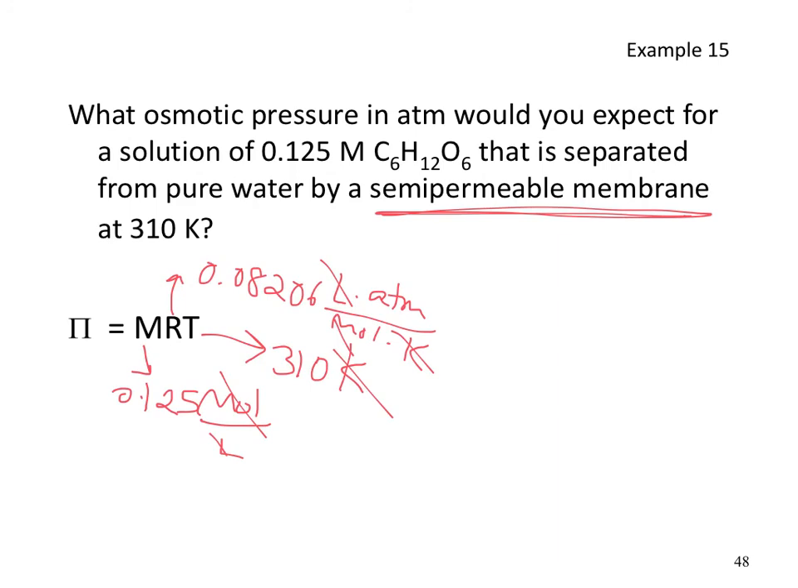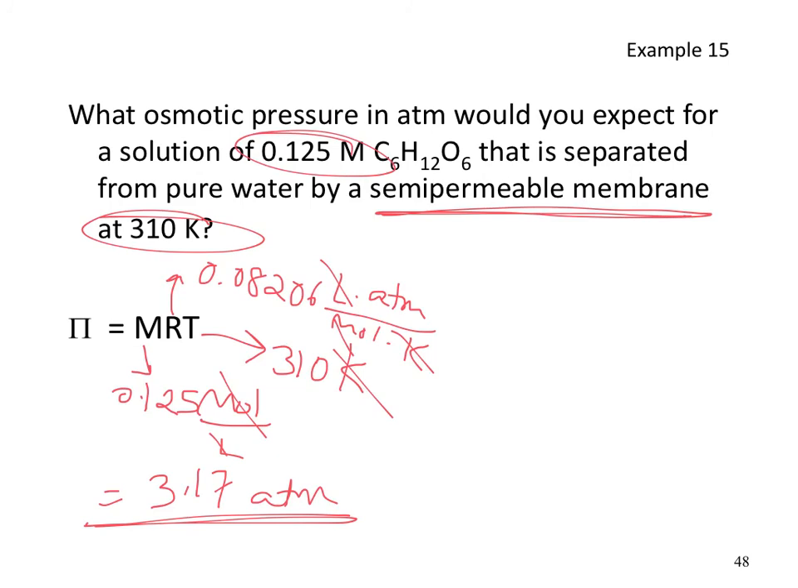So let's get the product of the three numbers that we have. On my calculator, I'm punching in 0.125 times 0.08206 times 310. And I got a value of 3.17 atmospheres. I'm going to report it as 3.17, not 3.2, because my given data has three significant figures, so I have to stick to that. Okay, let's go forward.